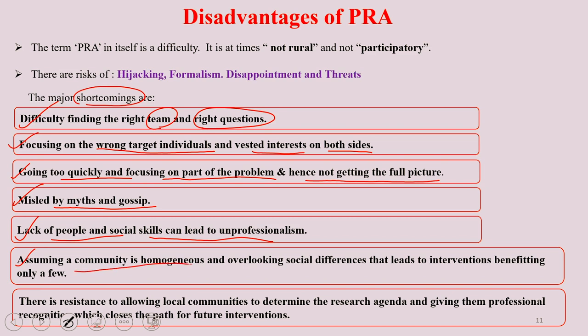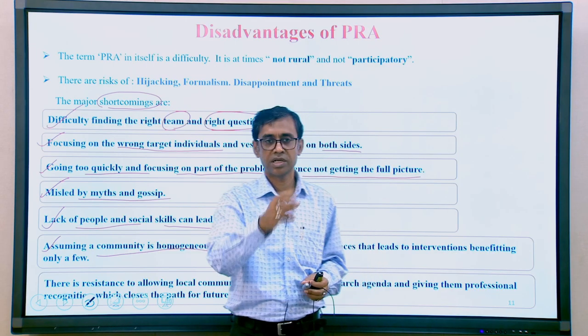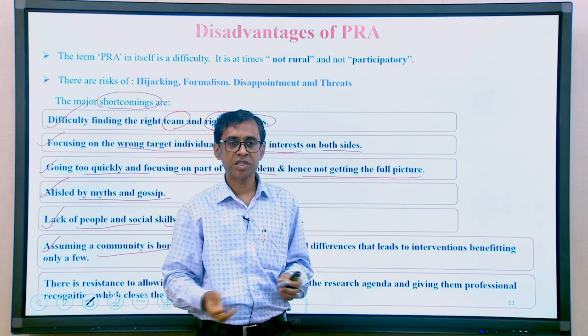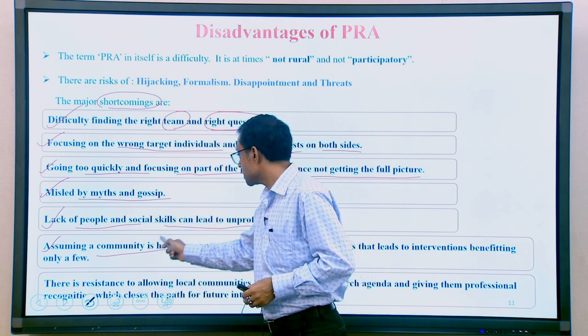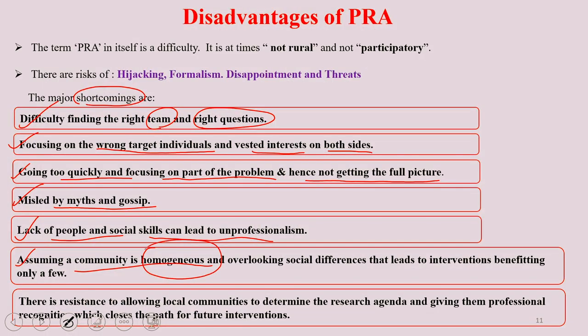Assuming that a community is homogeneous could be a big mistake, a huge mistake, overlooking the differences in their culture, caste, income, and socioeconomic status. This is often a big problem: considering the entire community sitting in front of you, that you are interacting with during the PRA exercise, as a homogeneous society. We should never do that, okay?